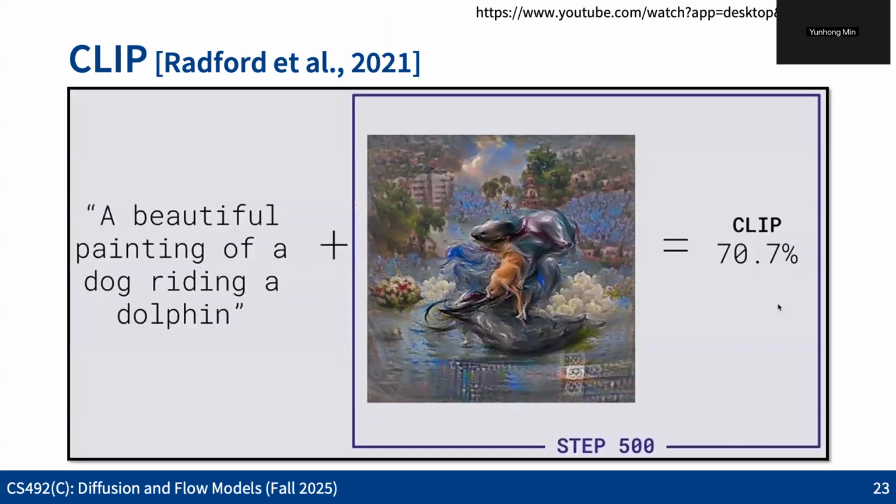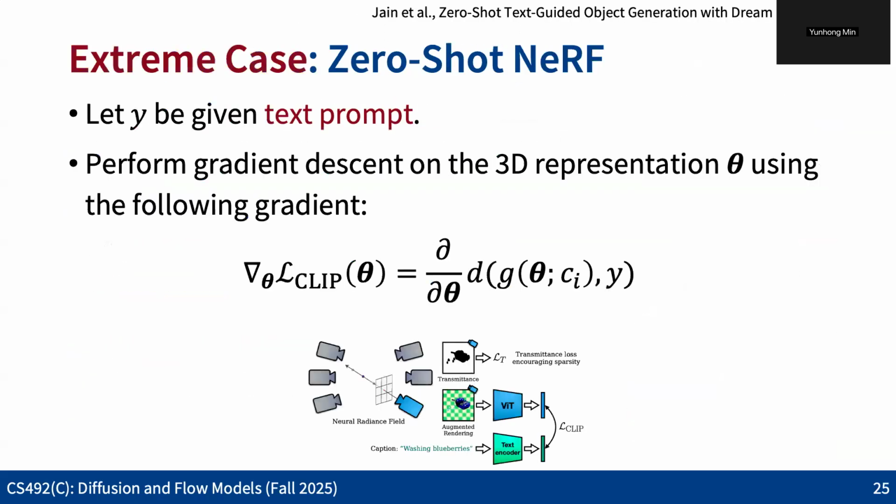But then the extreme case is, what if we do not have any images? What if we only use the CLIP loss for the reconstruction? This is the first example of doing zero-shot reconstruction. Zero-shot reconstruction sounds quite weird, in that we don't actually have any images. We only have the text prompt. So that's the thing.